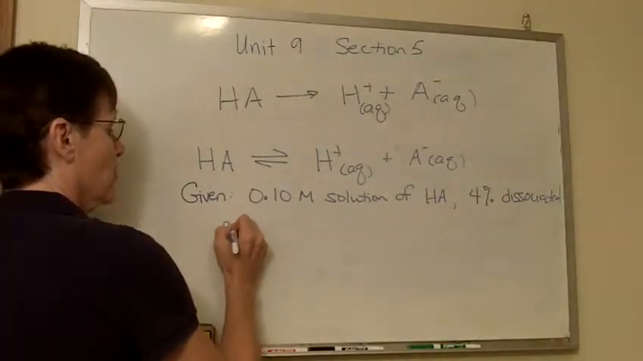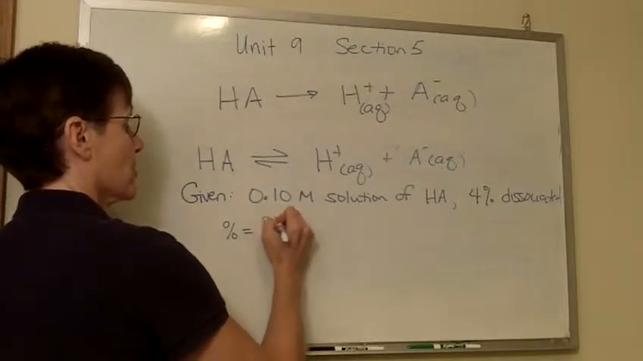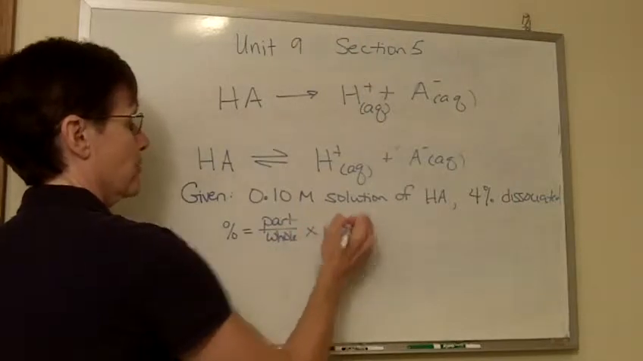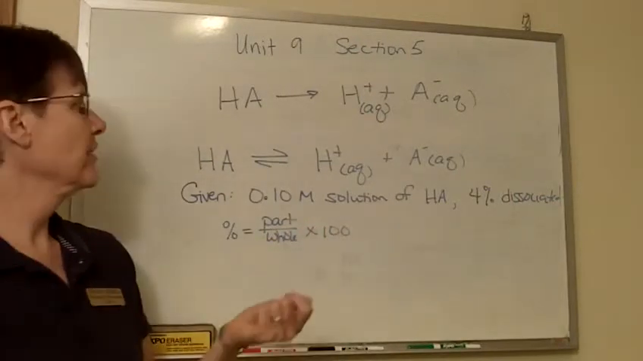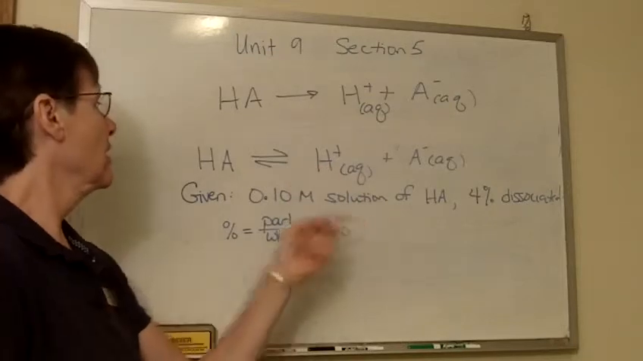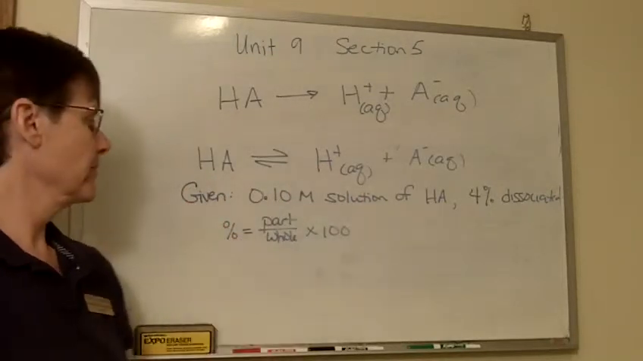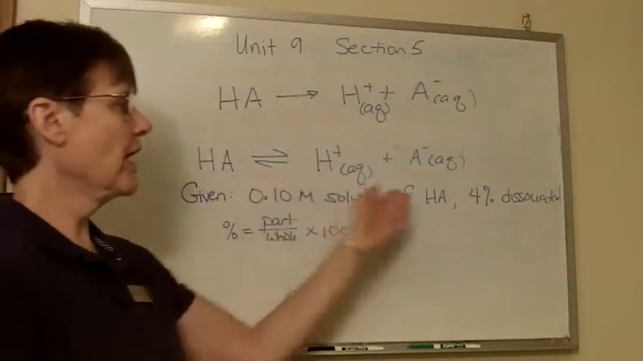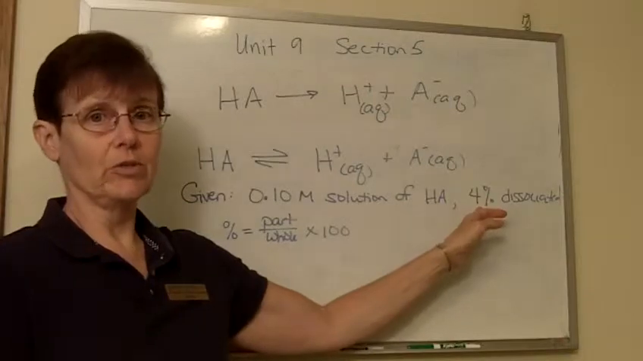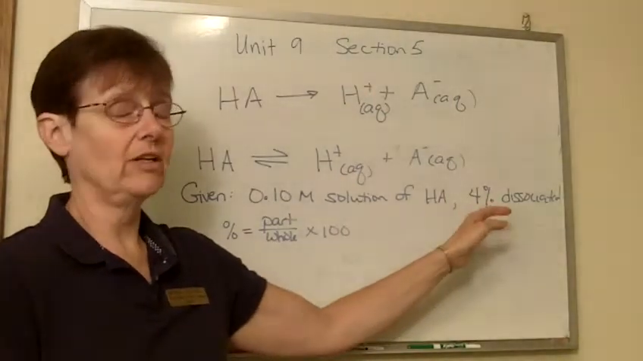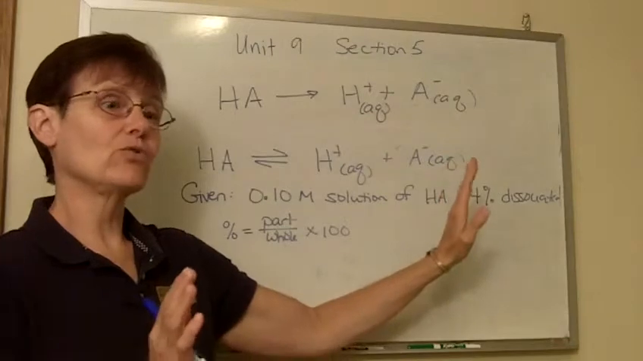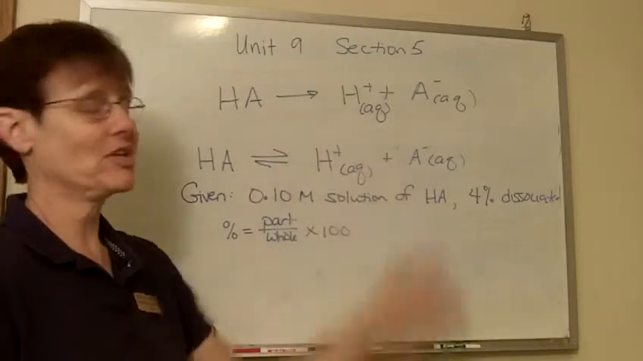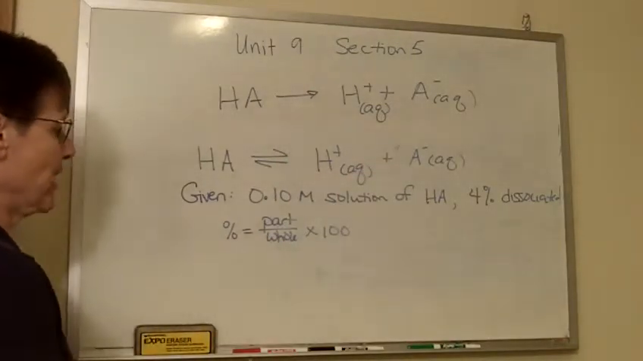We can say that, remember that percent is part over whole times 100. Now, in this case, the part is how much got dissociated, and the whole is how much we started with. So if we take this acid, now believe it or not, for a weak acid, this is quite a bit. You're going to see examples in your homework where there's a whole lot less dissociated than this. So this is kind of on the stronger end of weak acids. But that tells you why it's weak, right? Because up here we would have 100% dissociated. All right, back to the problem here.